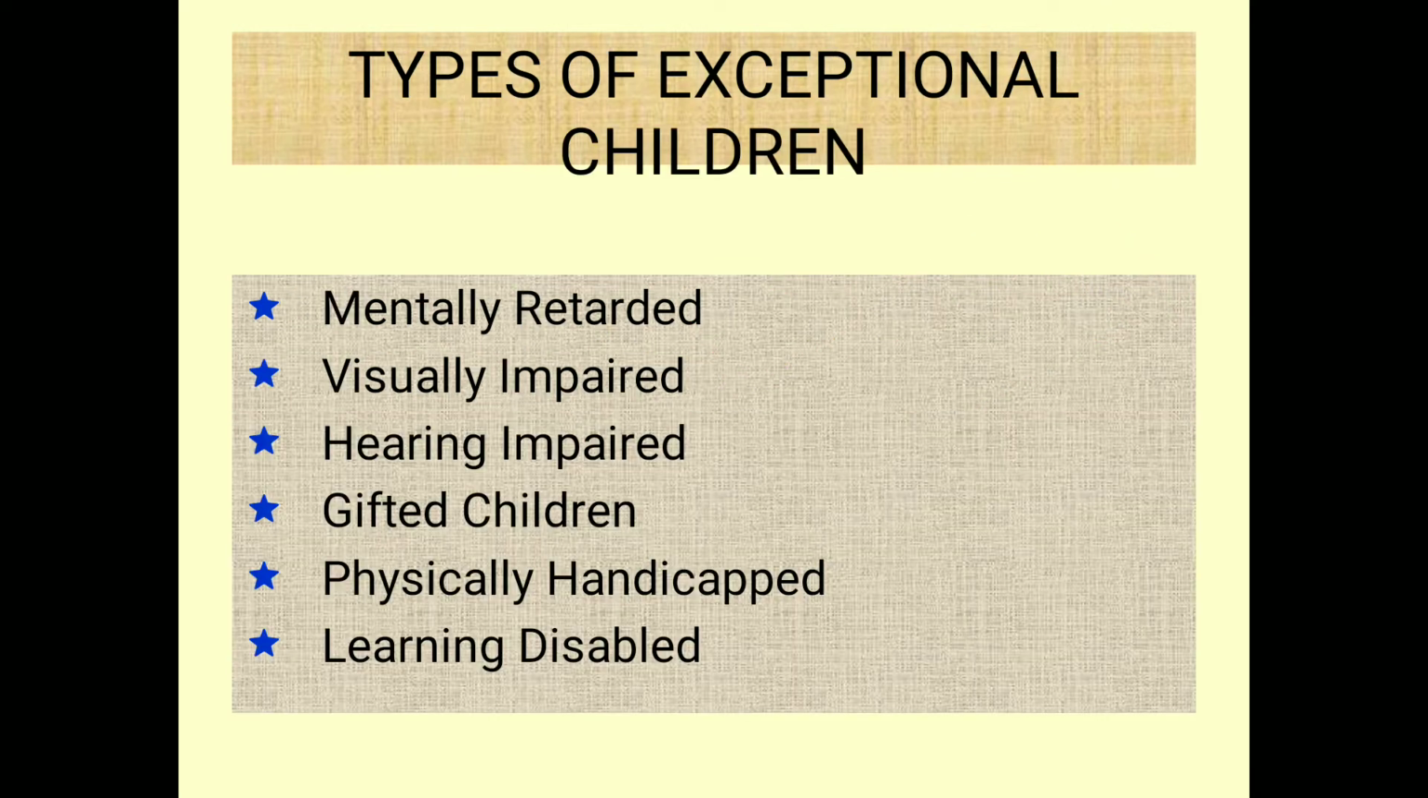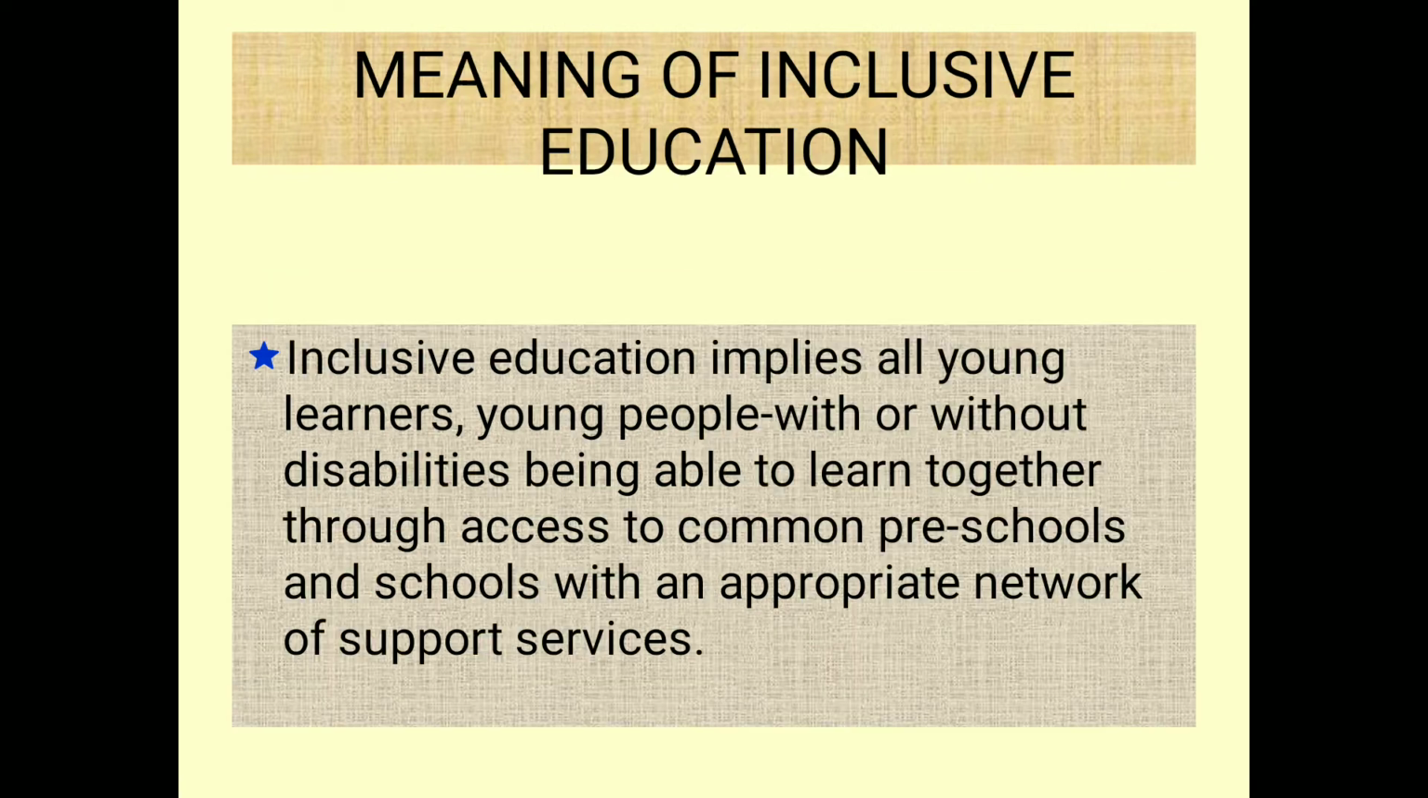Fine. Here are the types of exceptional children. We have the mentally retarded, whose IQ is not up to the level according to the age. Visually impaired means his or her vision might be partly or completely blind. Hearing impaired, deaf. Gifted children. Physically handicapped, where any organ or part of the body is handicapped. Learning disabled means his or her learning capacity is not according to the age, it will be below the age, that is why we call it learning disabled.